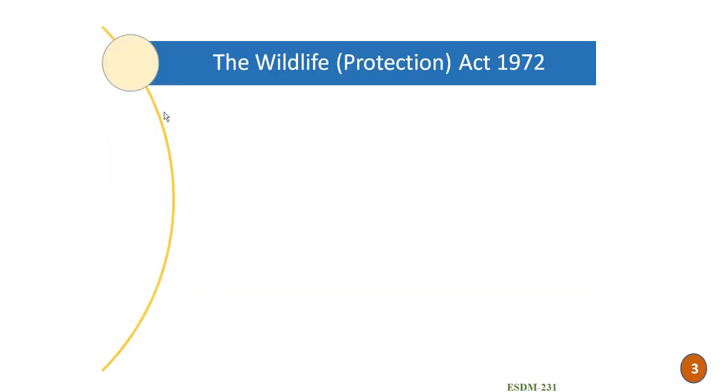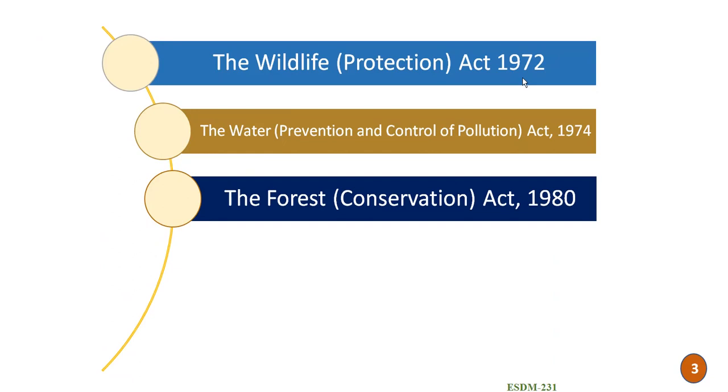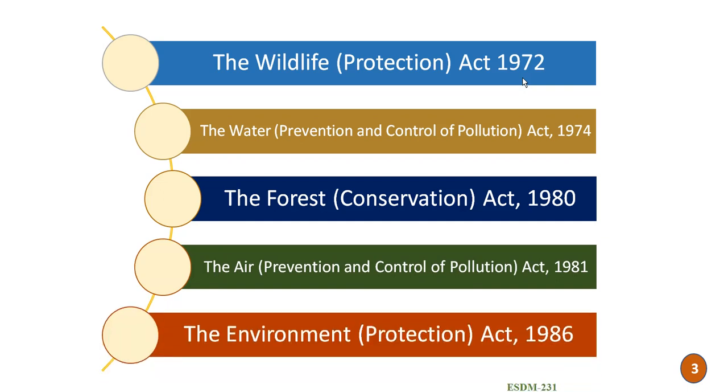So let us see the different protection acts, of which the first is the Wildlife Protection Act in 1972. Then the Water Prevention and Control of Pollution Act in 1974, then the Forest Conservation Act 1980, then the Air Prevention and Control of Pollution Act in 1981, and the Environment Protection Act 1986. There are a number of laws passed by our government, but out of that, these 5 laws are important for the protection of the environment.